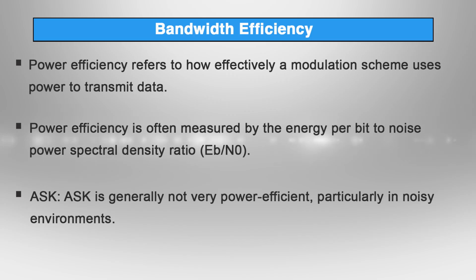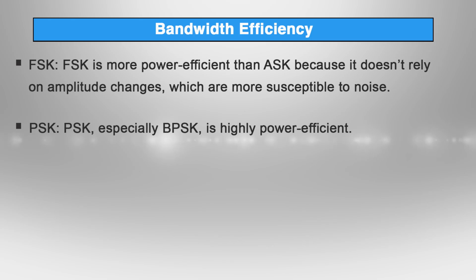outweigh power efficiency concerns. Now, in FSK, the power efficiency is lower, generally consuming more power due to continuous carrier transmission. However, it is more power efficient than ASK in environments with significant amplitude noise. Application context. FSK is suitable for systems where noise resistance is more critical than power consumption, such as in telemetry and some wireless communication systems.